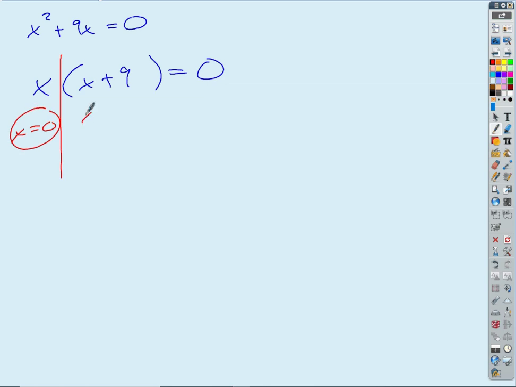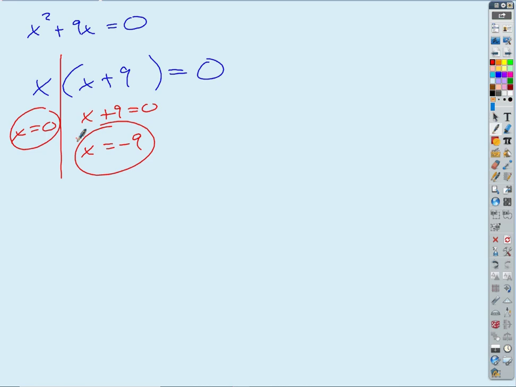If I set this side equal to 0, I get x equals -9. There are my two solutions. Because by the zero product property, once I get the left side factored, I set each factor equal to 0. Those are the solutions of the equation, right? Okay? Why did it change to a negative? Because when is, you tell me, when is x plus 9 equal to 0? When x is -9. Oh, okay.